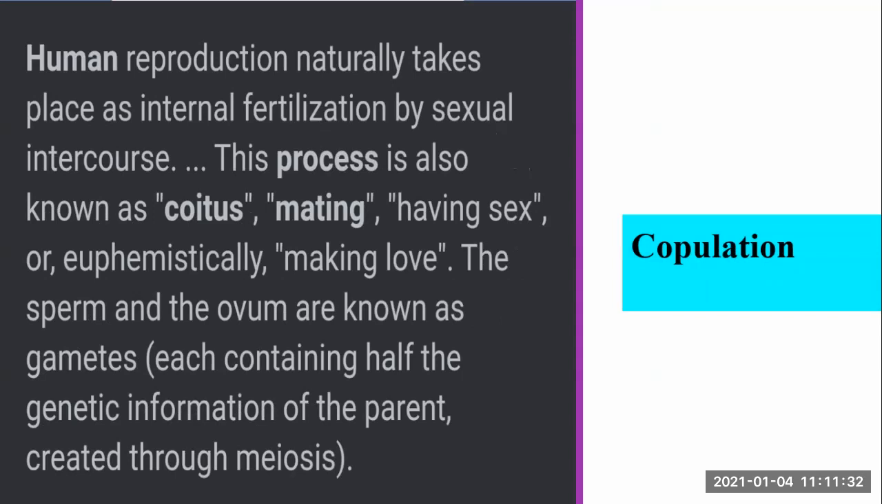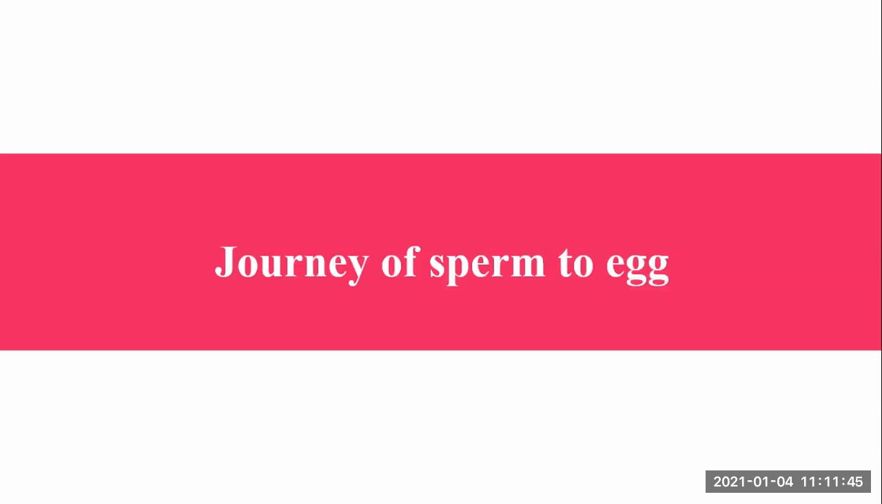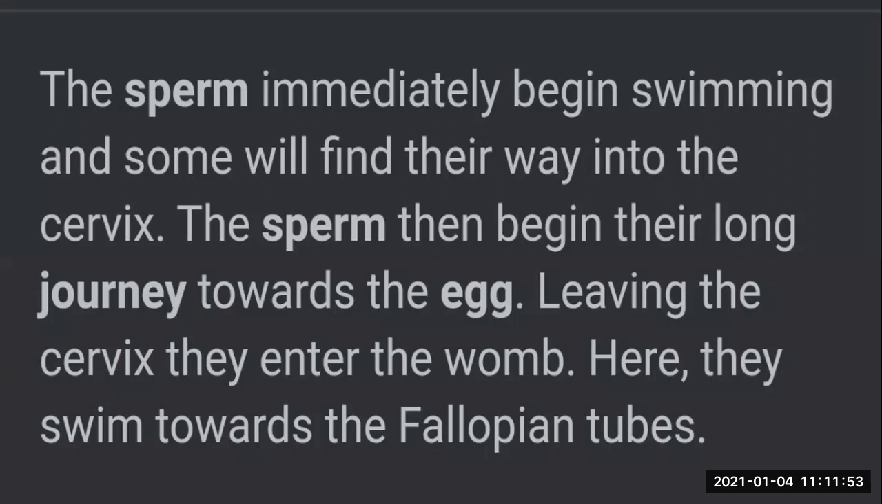The sperm and the ovum are known as the gametes, each containing half the genetic information of the parent, created through meiosis. Now we'll see the journey of sperm to egg. The sperm immediately begins swimming, and some will find their way into the cervix. The sperm then begin their long journey towards the egg. Leaving the cervix, they enter the womb.